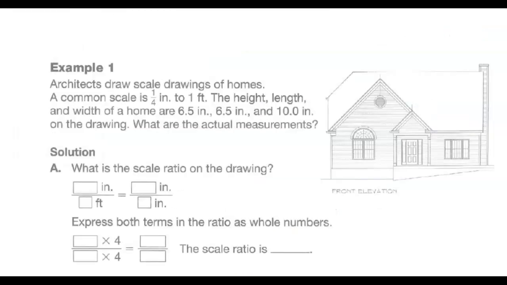Makes it easier. Okay, architects draw scale drawings of homes. A common scale is 1/4 of an inch represents 1 foot in real life. The height, length, and width of a home are 6.5 by 6.5 by 10 inches on the drawing. What are the actual measurements? Okay, so what's the scale ratio on the drawing?